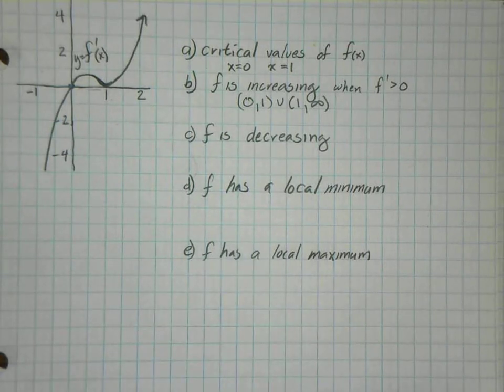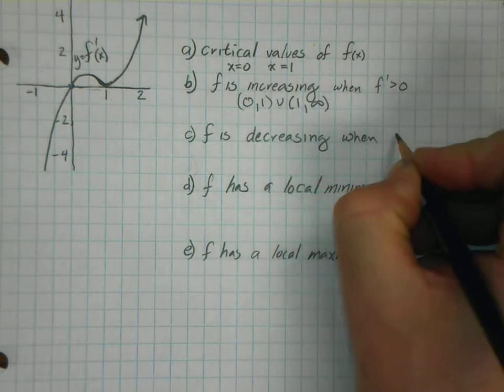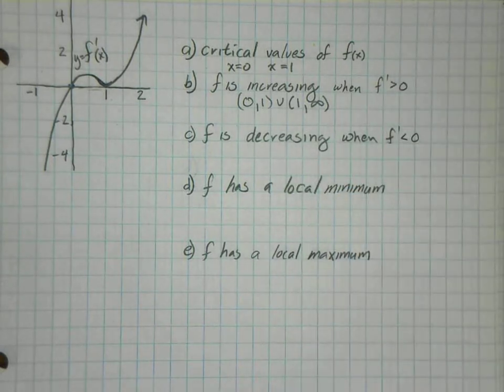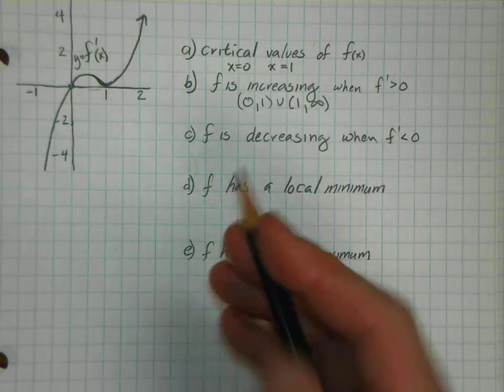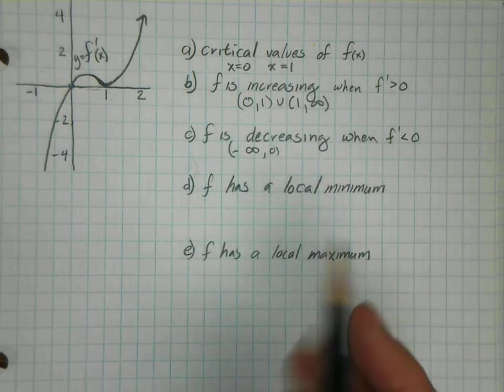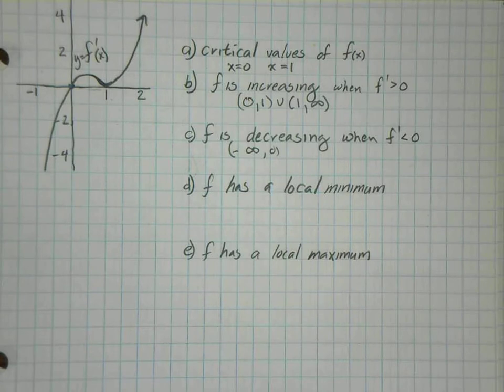So let's see if you can get where f is decreasing on your own. Do you have the idea? F is decreasing when the first derivative of f, f prime, is negative. So f must be decreasing from negative infinity up to 0. Because f prime, this graph, is below the x-axis, that means f prime is negative from negative infinity to 0.